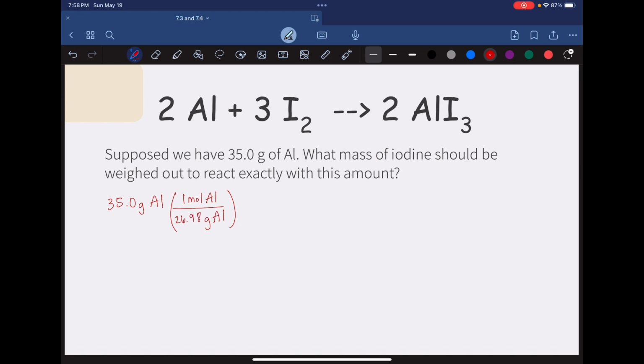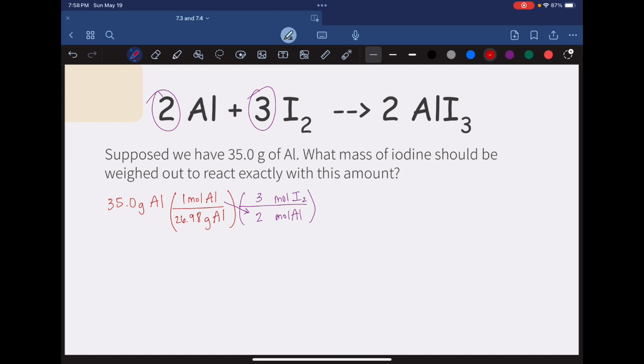26.98, and I only have 1 aluminum because it's just Al. I'm going to change colors. This right here is going to be my molar ratio. And so since I have moles of Al at the top, that's what's going to fall to the bottom, moles of Al. And it's asking how much iodine I am going to have. So I know moles of iodine are going to be at the top. The numbers are from our balanced equation. So 2 for aluminum and 3 for iodine, right? This is our molar ratio.